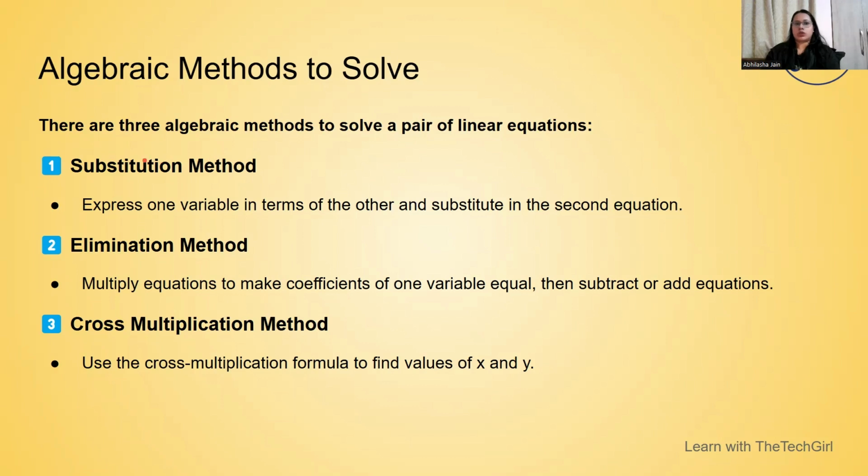Okay. So there are three algebraic methods to solve these pairs of equations. First is the substitution method, then the elimination method, and then the cross multiplication method. What is the substitution method? As the term itself says, we are going to substitute one term into another. How we are going to do it, we'll see in a minute. In the elimination method, we are going to eliminate one of the variables and then figure out the value of the other. The cross multiplication method is nothing but using the cross multiplication formula to figure out the values of x and y. How we're going to do it, let's see in detail.